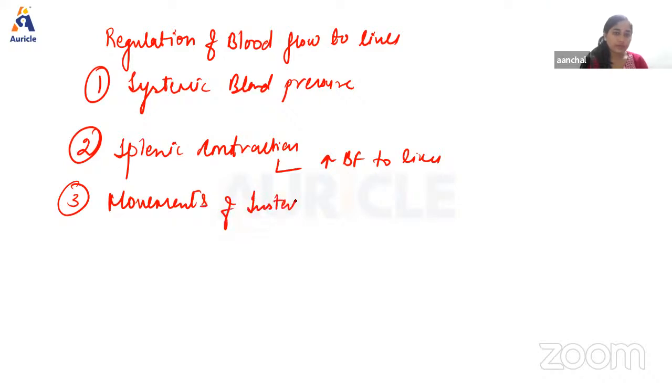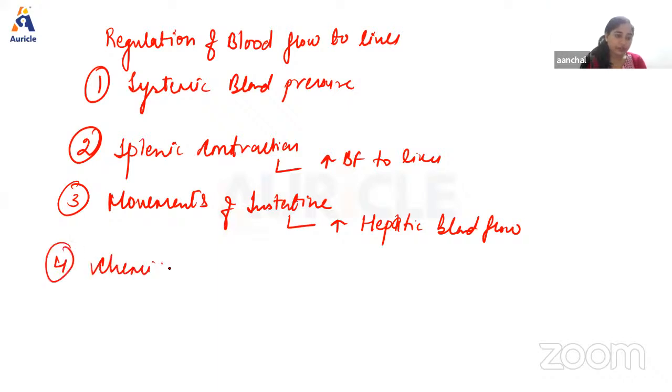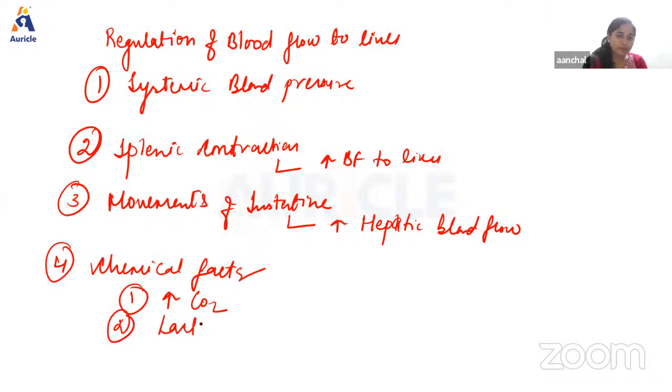Motility: if there is any kind of motility present in the intestine, it will lead to increase in hepatic blood flow. Then chemical factors are also there, which are responsible for increasing blood flow to the liver by vasodilation. Certain chemical factors act whenever there is increase in CO2, lack of oxygen, or increase in hydrogen ion. So these are all the factors.